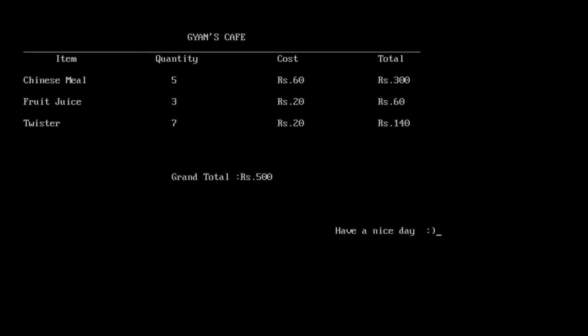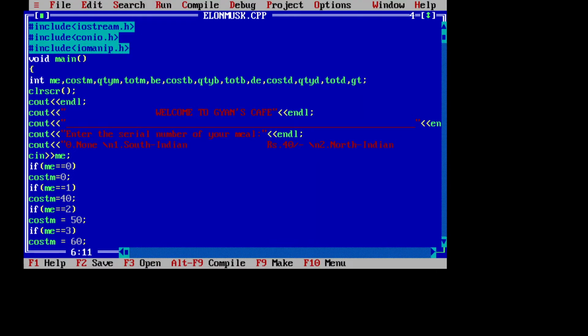So here's the final bill we get, which shows which meal we've taken, which dish we've taken, how many, the quantity of how much we've taken, the cost of each of them, and the total of it. And the grand total too, with the real description in the right bottom. So this is the bill we are going to get in the end of the program. So let's see how we made it.